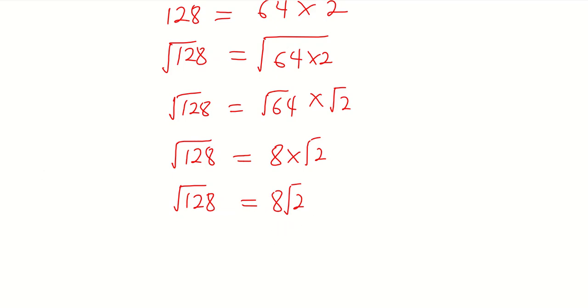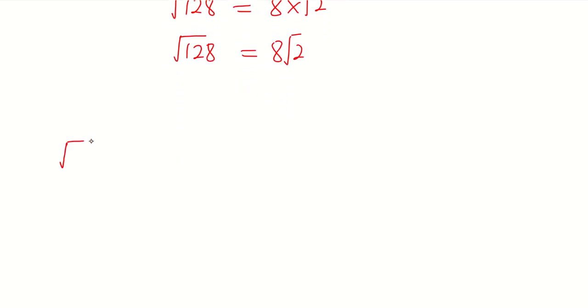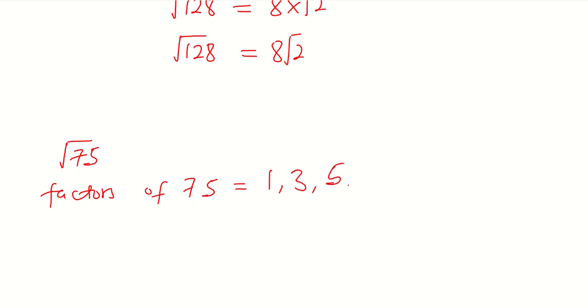Now the last example: how do we reduce square root of 75 to its basic form? First, we are going to find the factors of 75. The factors of 75 are 1, 3, 5, 15, 25, and 75. Now, among these factors, which one of them is a perfect square? The only perfect square here is 25. So this 25, we are going to multiply by a non-perfect square number among the factors of 75 that is going to give us 75.